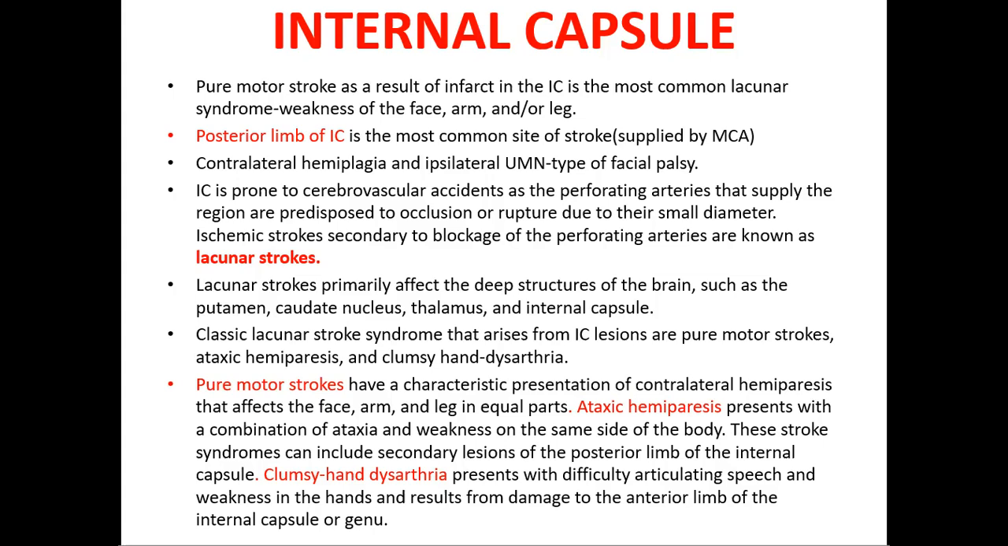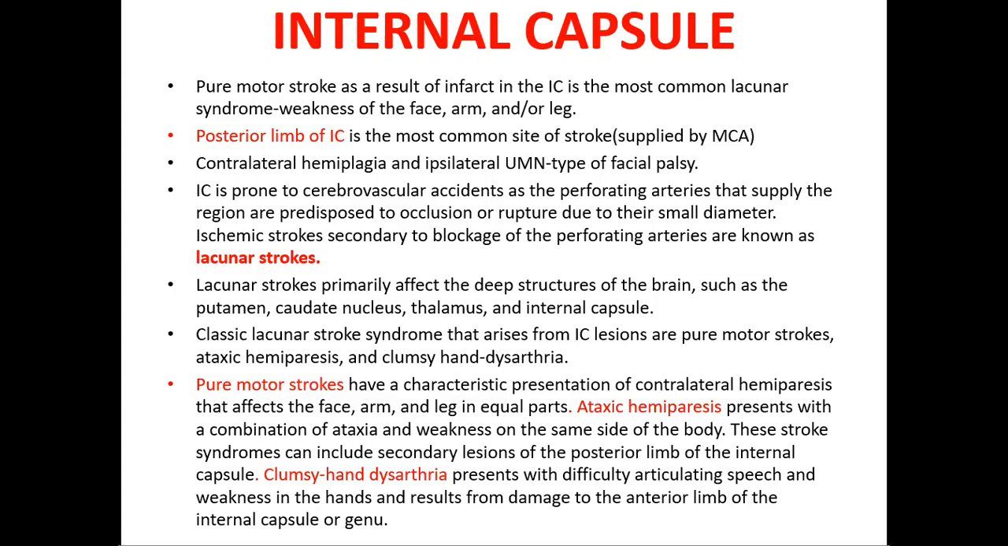So we call it clumsy hand dysarthria. These are some of the things we have under the heading of internal capsule. Other than that, we have some of the things just given. For example, like I told, in the anterior limb there is different pathology.